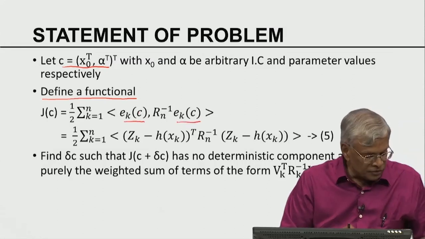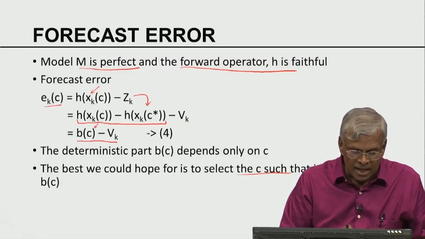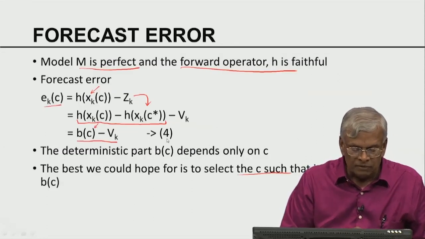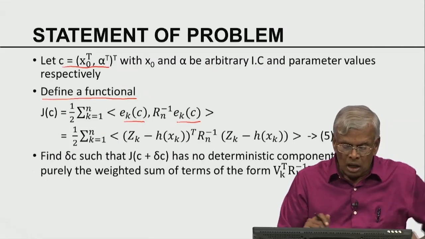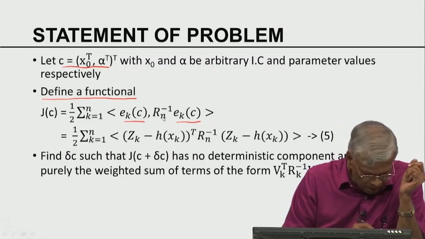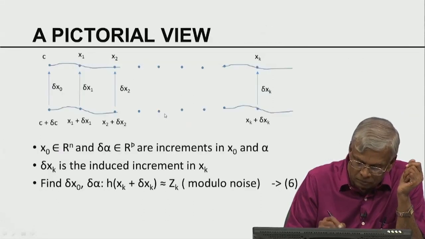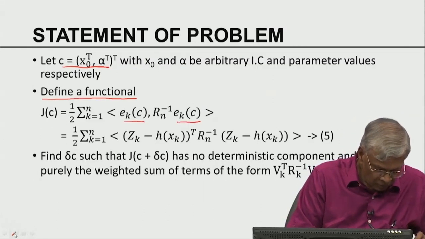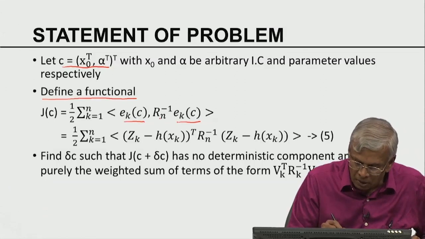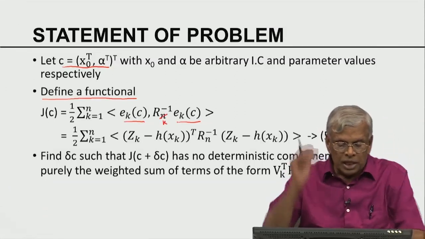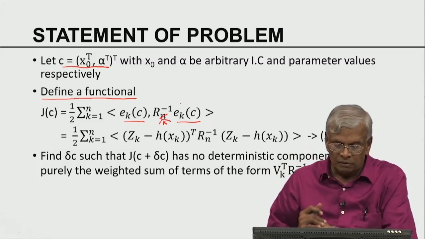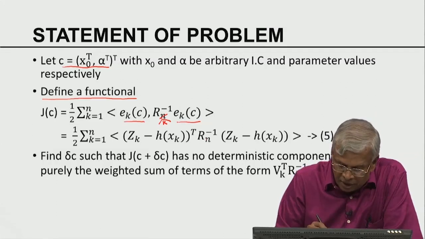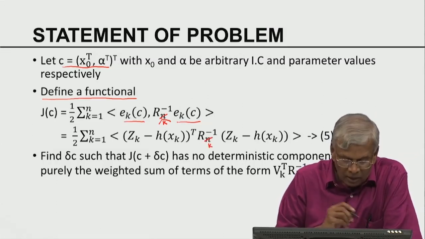EK, which we have seen in the previous slide and was given by equation 4, is the forecast error. Sorry, this must be RK. So this is the weighted sum of square of forecast errors.